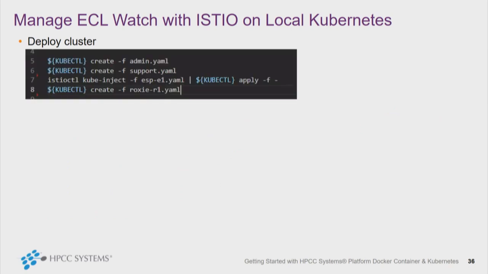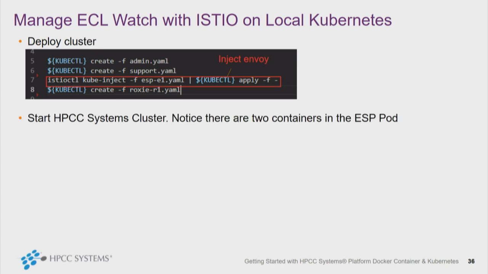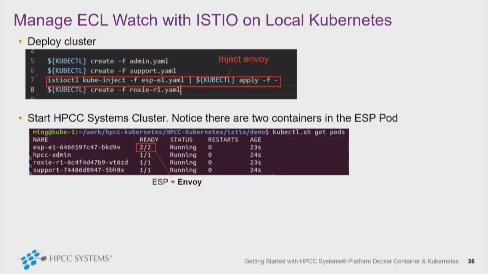Now we will deploy the HPC cluster. Now we have 4 HPC nodes, but remember, look at the third one, that is the ESP. The ESP is special compared to all the others, because we don't configure it through Kubernetes commands, but through Istio, because it will inject another container. When you deploy, you will see in the ESP there are 2 containers. One is our ESP, the other one is the Envoy.